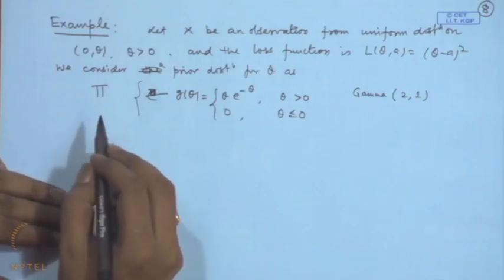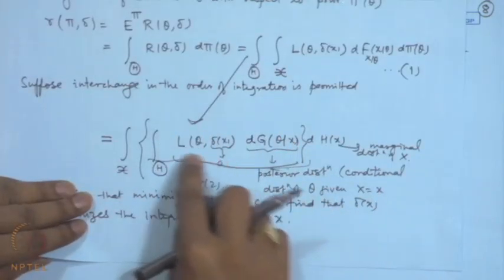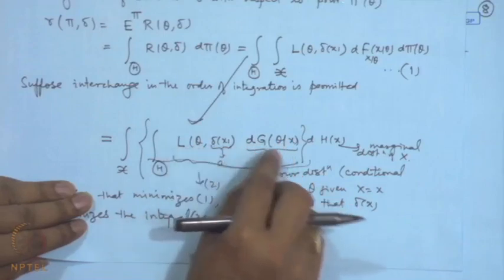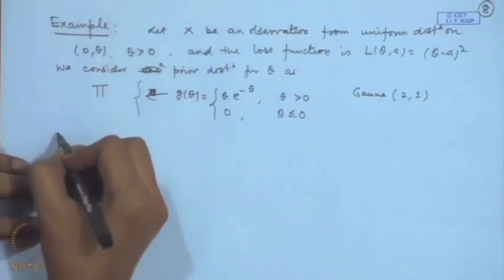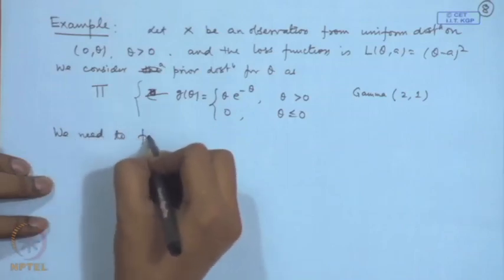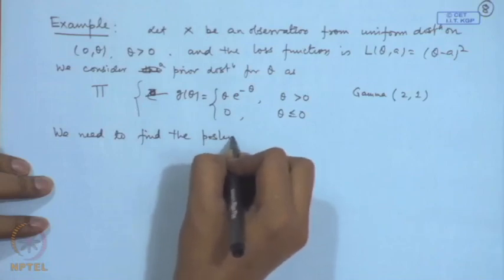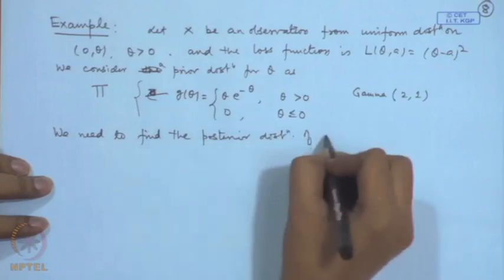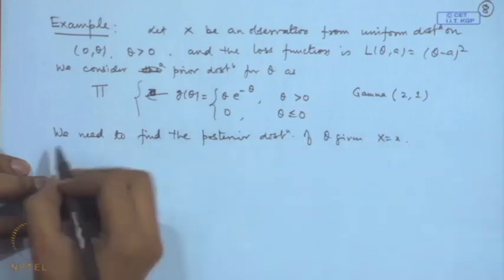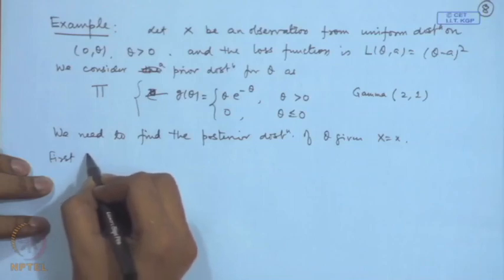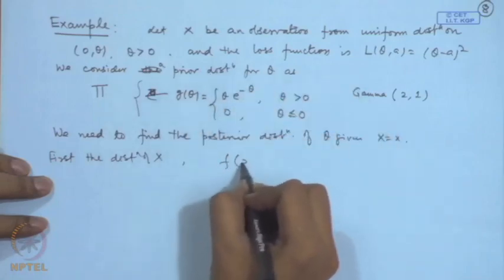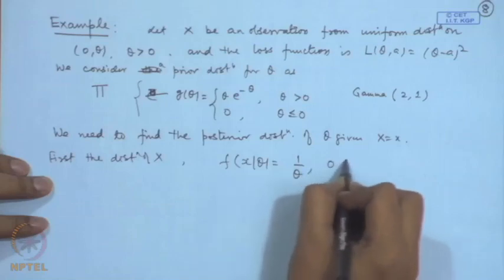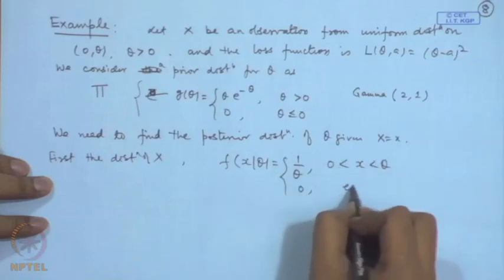Now, in order to determine the Bayes estimator, we need to calculate the conditional risk function with respect to the posterior distribution here. So, what we do now, we need to find the posterior distribution of theta given x. Firstly, let us look at the distribution of x. The distribution of x follows uniform 0 theta. So, we will write f x given theta equal to 1 by theta, for 0 less than x less than theta, and equal to 0 elsewhere.